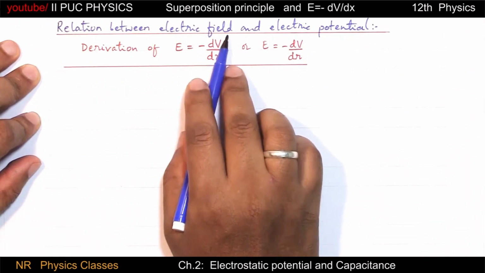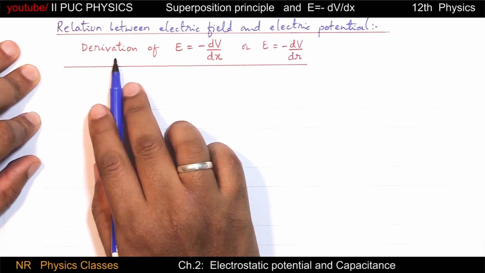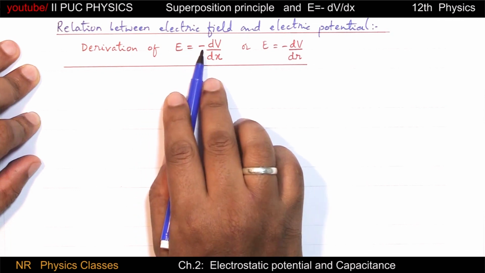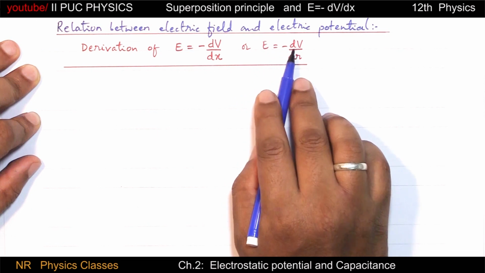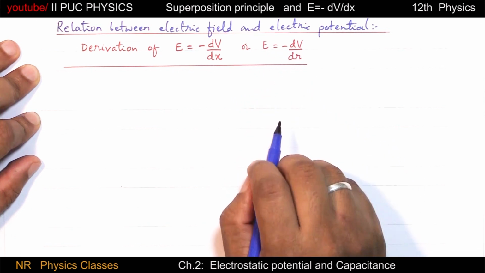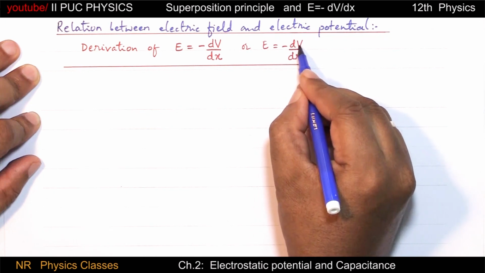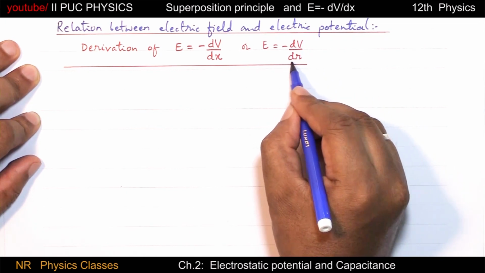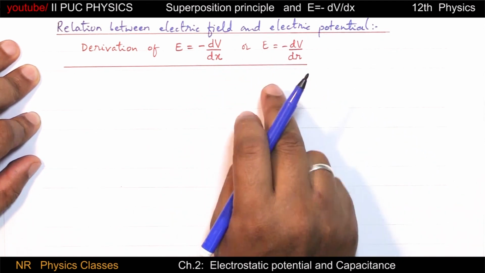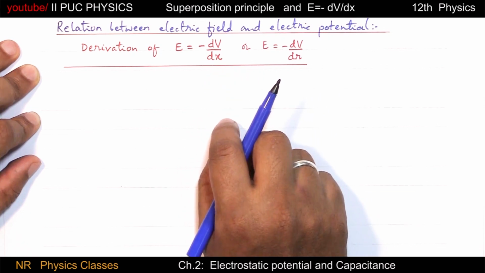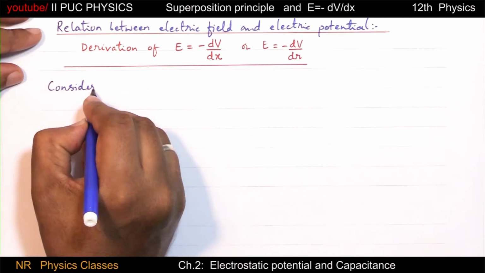Relation between electric field and electric potential. Derivation of E equal to minus dV by dx, or E equal to minus dV by dr. dV means change in potential, a small change in potential. dr is the distance between those two points. Similarly, dx is the distance between those two points, particularly if this is asked along the x-axis; in general, r.